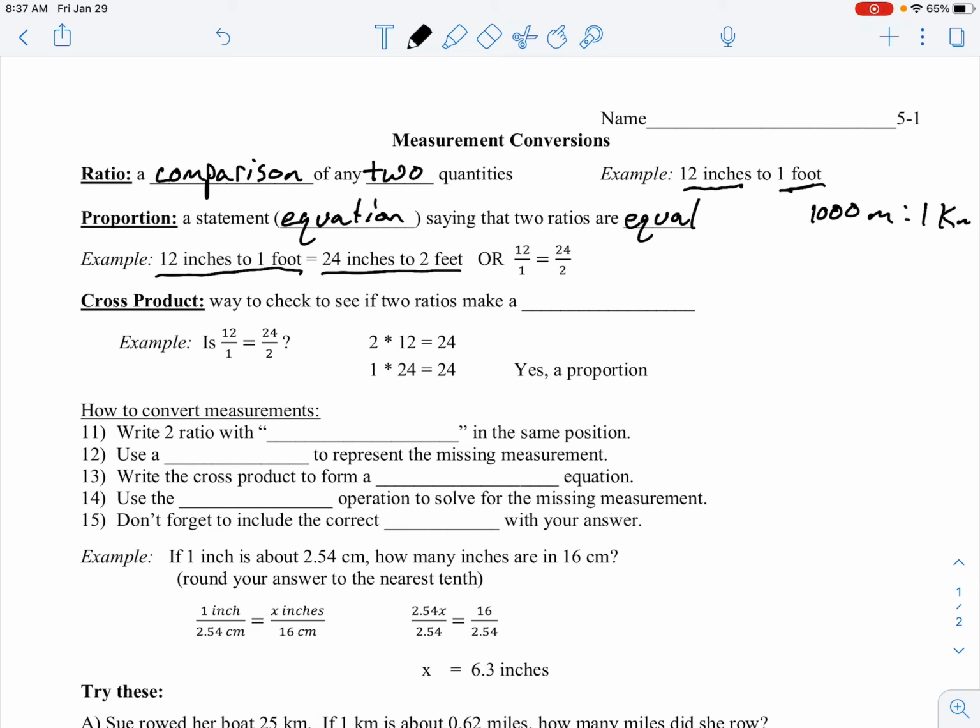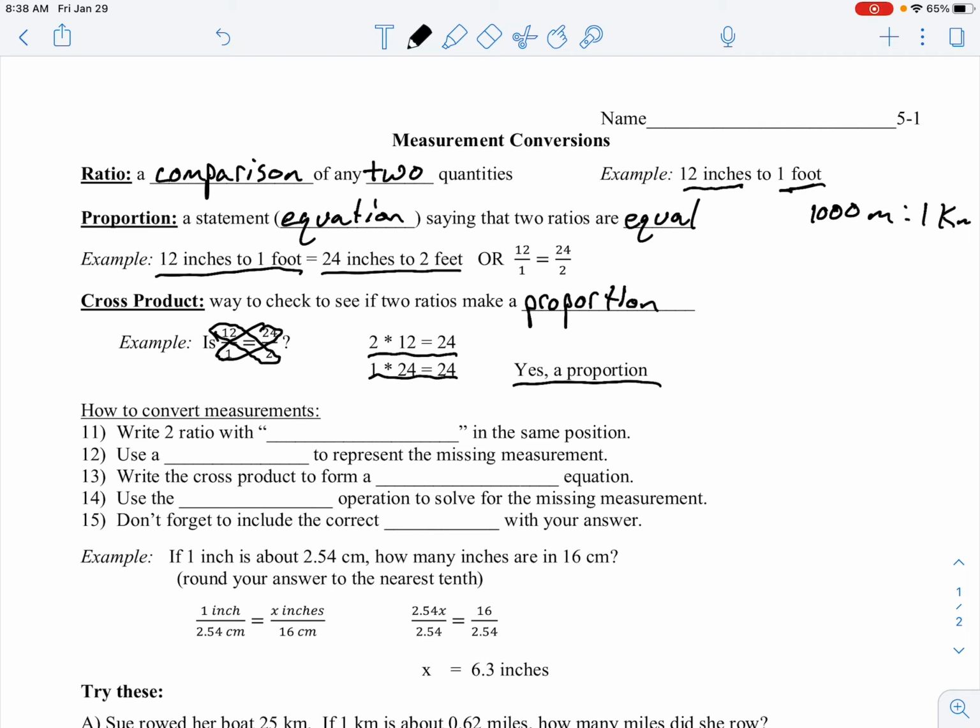And then finally, cross product is a way to check to see if two ratios make a proportion. Cross product is a good way to check if two ratios are proportional. So the cross product helps us see if we get the same thing, then we know it will be proportional. So first one here, why they call it a cross product? Well, we're multiplying across like that. Some people call this the butterfly method. And then we will do the other one. So 2 times 12 here is going to give us 24. And 1 times 24 here will also give us 24. So these two ratios are proportional.